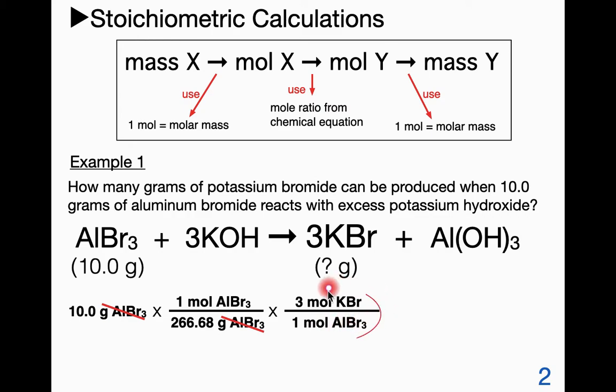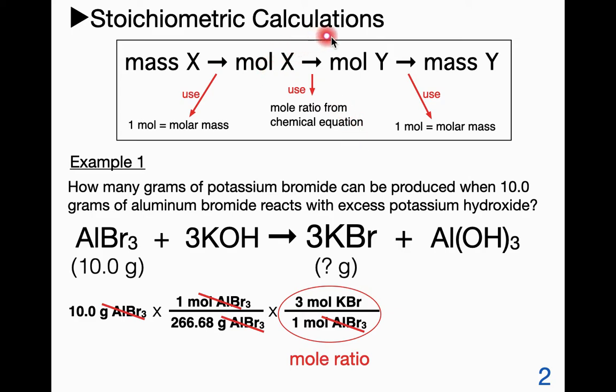So again, this is our mole ratio. It's derived from the chemical equation. We have to have a balanced chemical equation to tell us the relationship between substances within that equation. Set up like this, we can cancel out the moles of aluminum bromide.